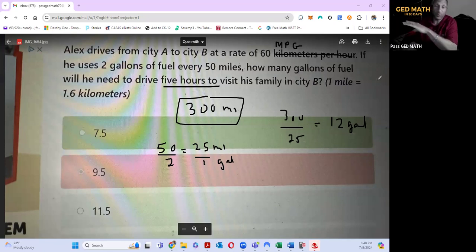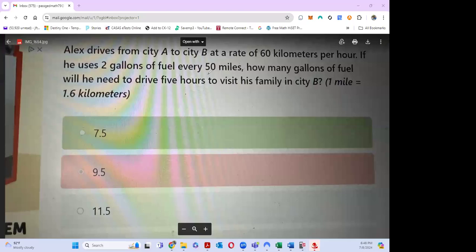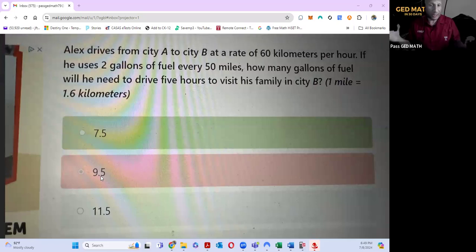All this converting between kilometers and miles, they probably wouldn't ask you. That's the type of problem they would say: Alex drives from city A to city B at a rate of 60 miles per hour. Sometimes they give us a picture, like a map picture. Plus, I've been helping people pass the GED since about 2014, so I know the type of questions you can expect.